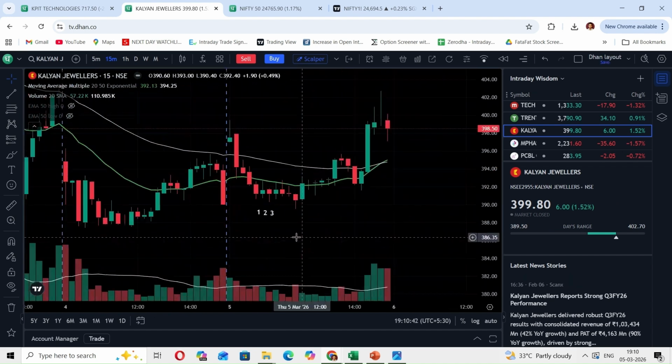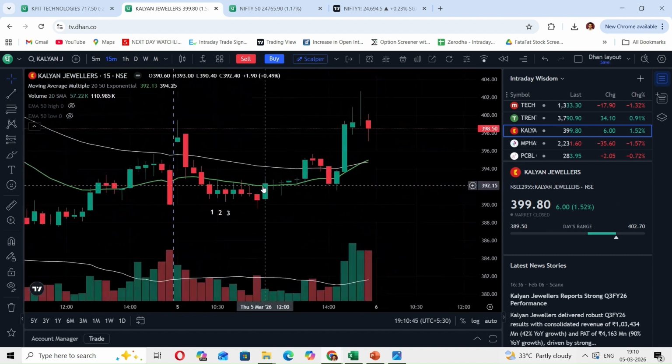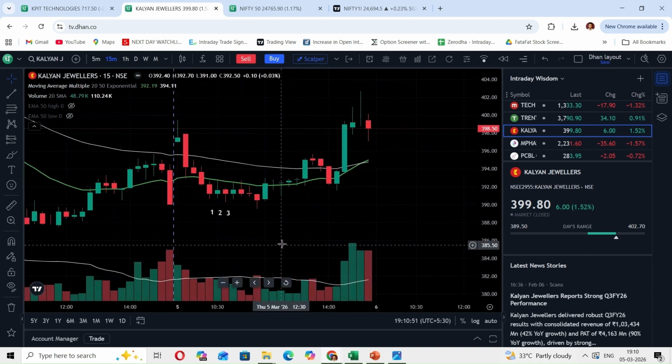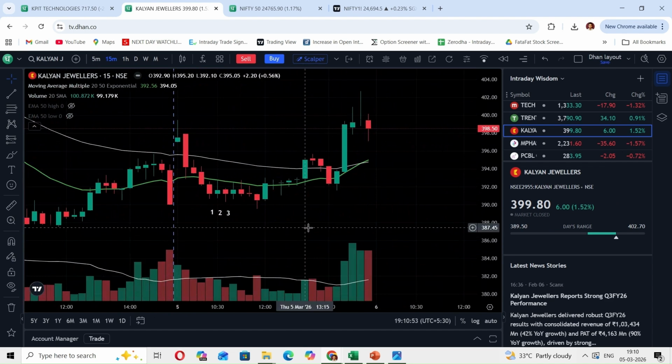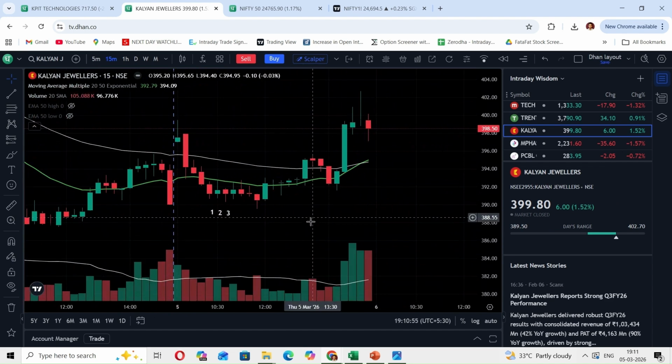But what happened, the market reversed. This candle closed above the 20 MA, and my original SL I kept as it is because it was too near to that particular high, and that got hit in this particular candle. So here also I took an SL.